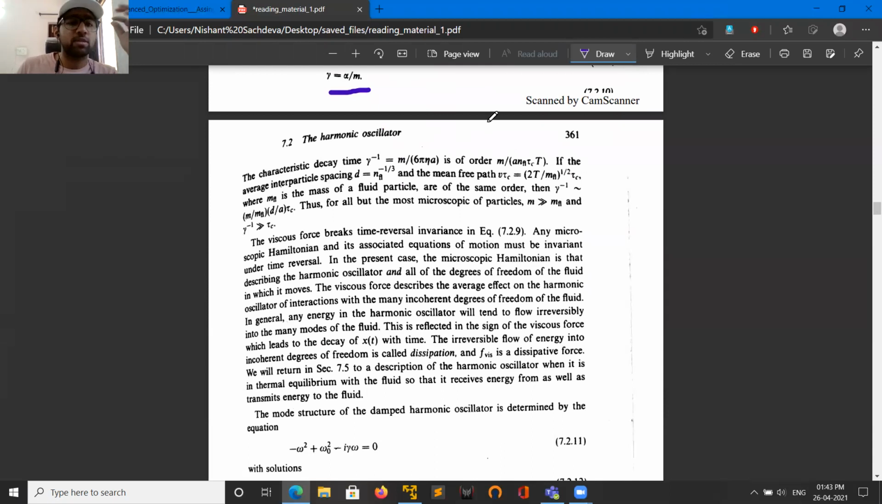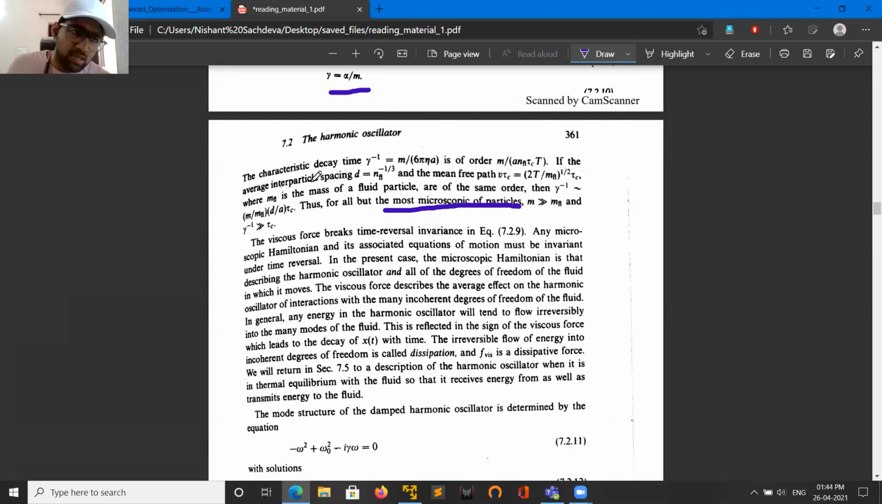Now, if the average interparticle spacing d is the number density to the power minus 1 by 3, assuming 3D, the mean free path is u tau c, where u is the velocity and tau c is the time between any two molecular collisions. So that's the mean free path. Where m naught is the mass of a fluid particle, if they are of the same order, then gamma inverse is this. Thus, for all but the most microscopic of particles, m is much bigger than m naught, and gamma inverse is much bigger than tau c.